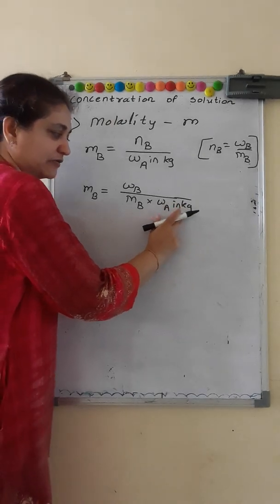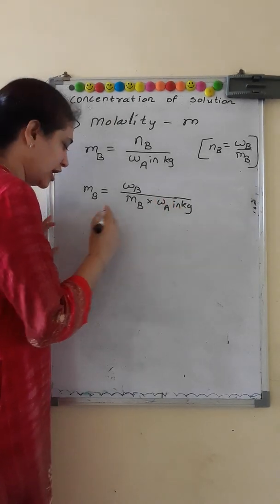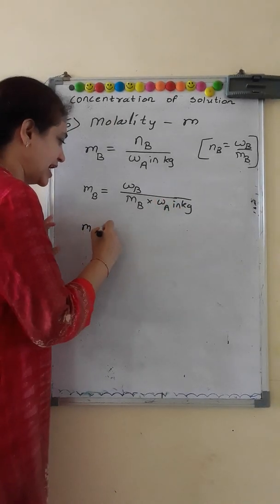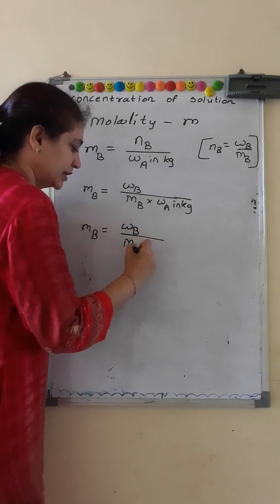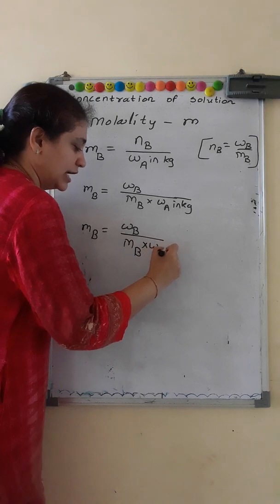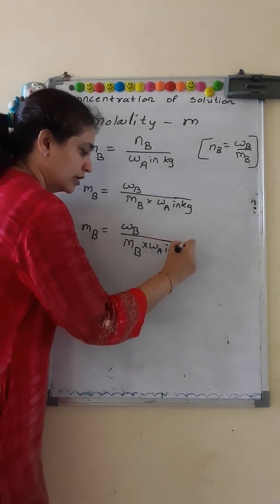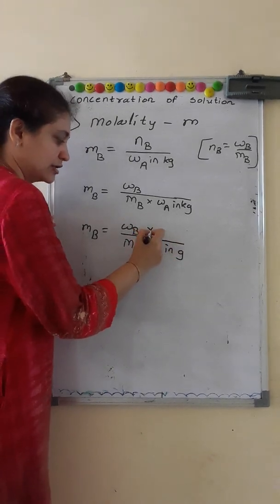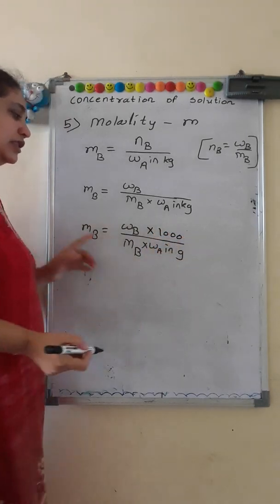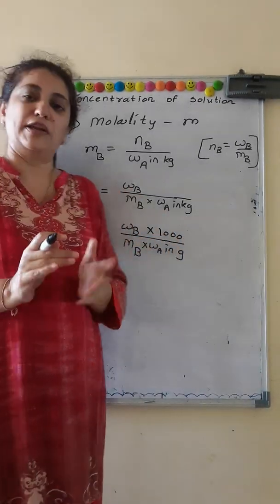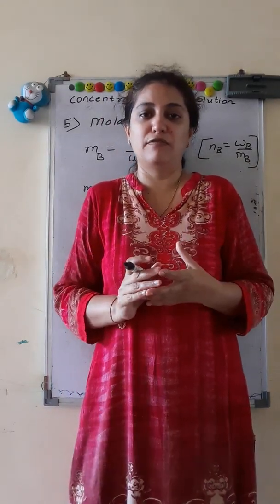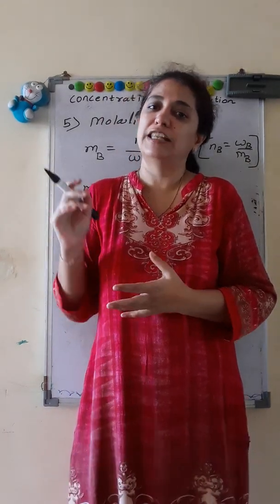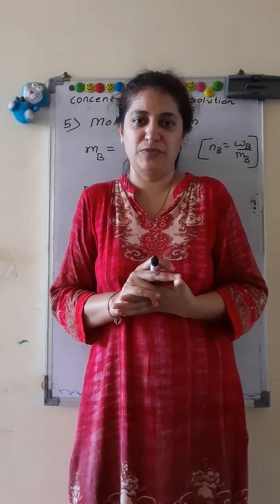Now if given mass of solvent is expressed in grams, then molality can be expressed as WB upon MB into WA in gram. So it has to be multiplied in numerator with 1000 to convert kilogram into gram. So whatever unit is given for the given mass of solvent, that you need to substitute.